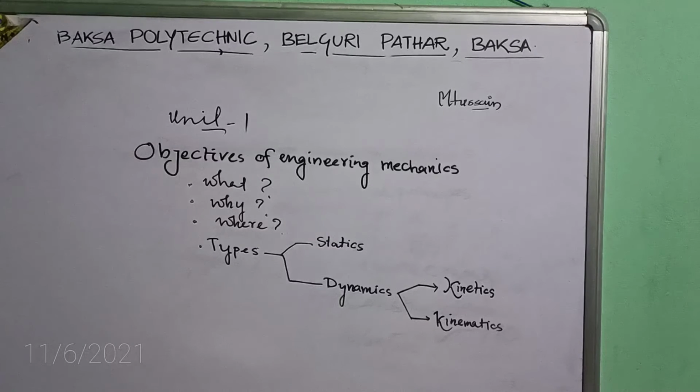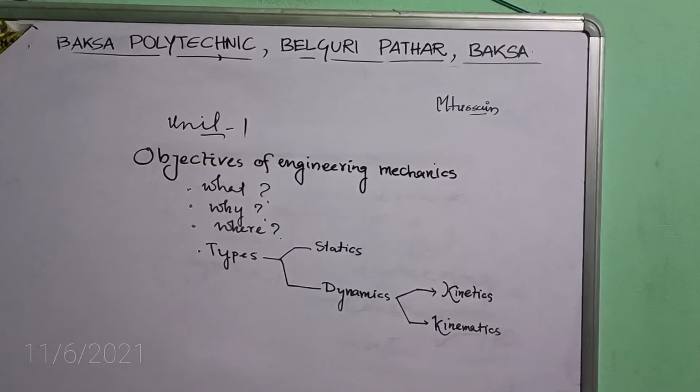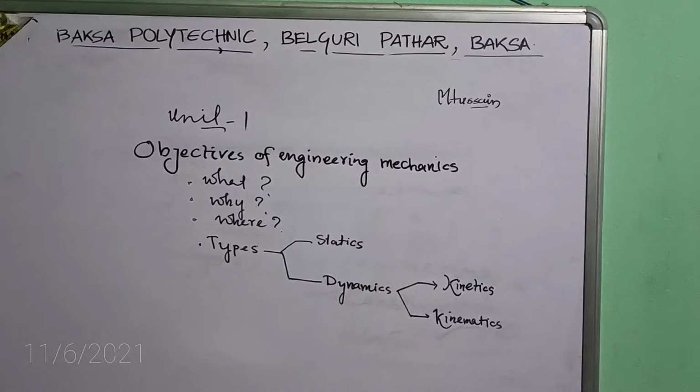Today we will discuss the first unit, that is the objectives of engineering mechanics. Whenever we talk about engineering mechanics, we first have to learn what engineering mechanics is, then why it is necessary to learn it, and where we will apply it. Then we will go for the types of engineering mechanics, that are statics and dynamics. So before that, let us learn what is engineering mechanics.